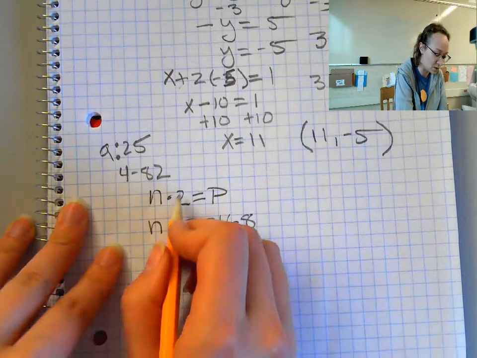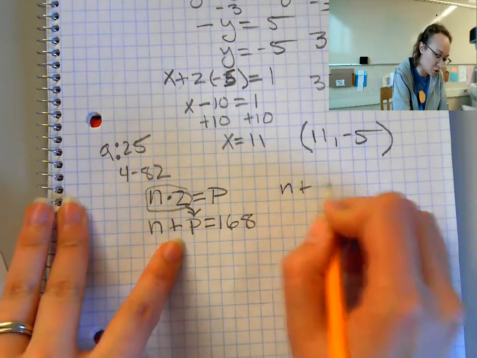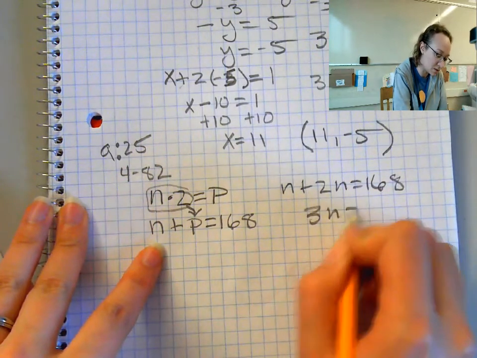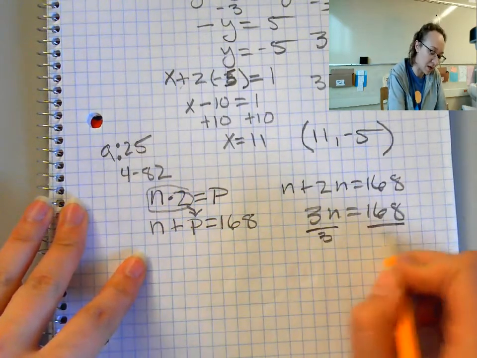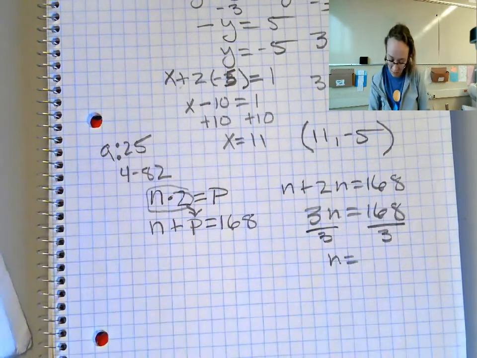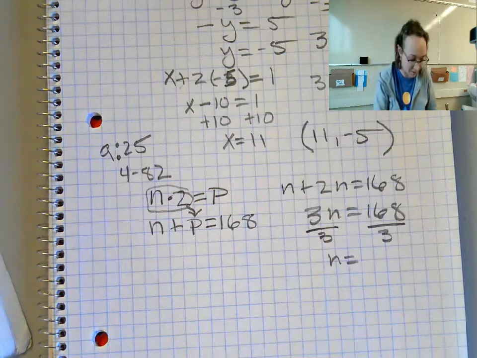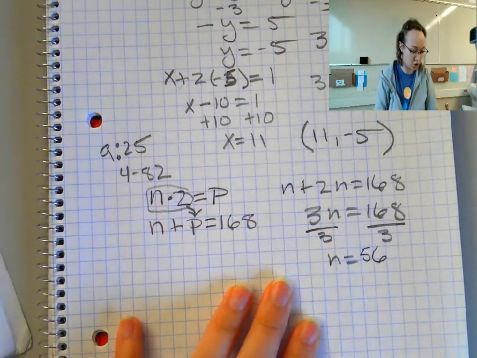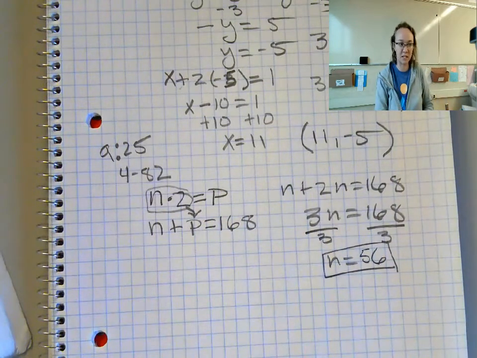So we'll solve this using substitution. So n plus 2n equals 168. And I need to do 168 divided by 3. That gives me 56. Look, I don't even need to plug in for the other variable. I probably should to check my work, but nectarines equals 56.